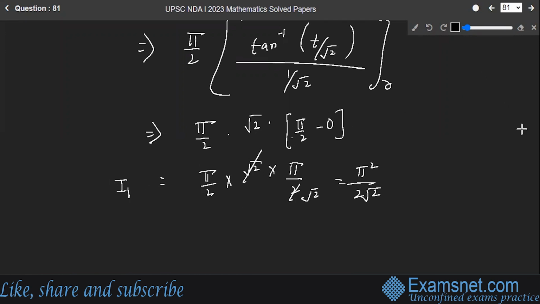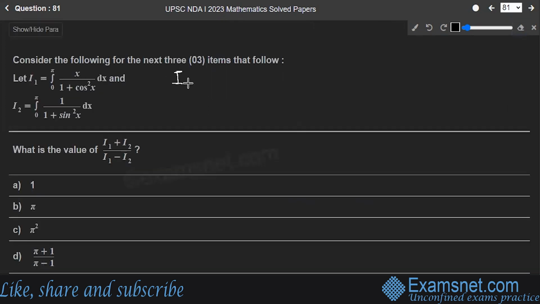Now I will go on to find out I2, but I have fallen short of the space. So I will have to erase all of this. If you want to know anything, you can rewind the video and watch it again. Okay. So let's go for solving I2 now.